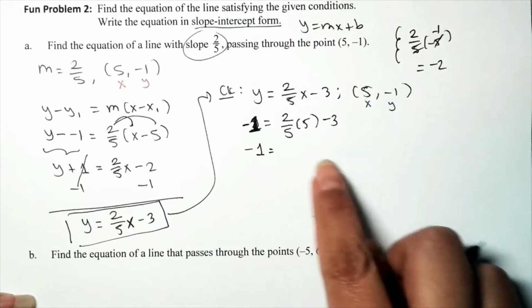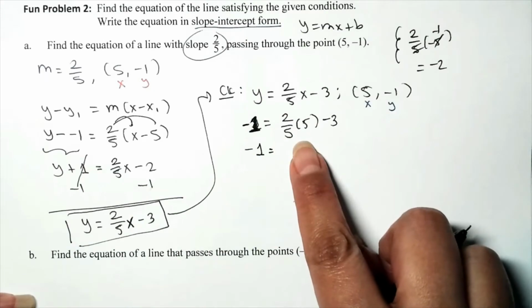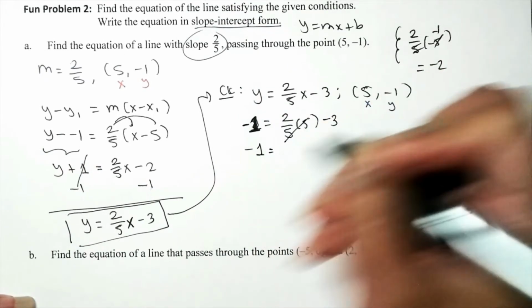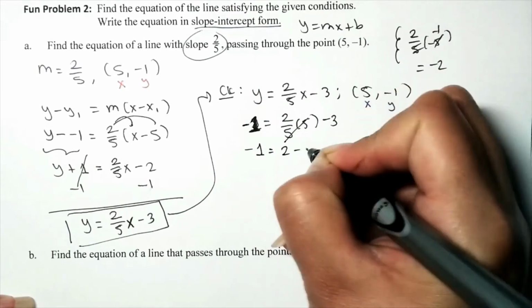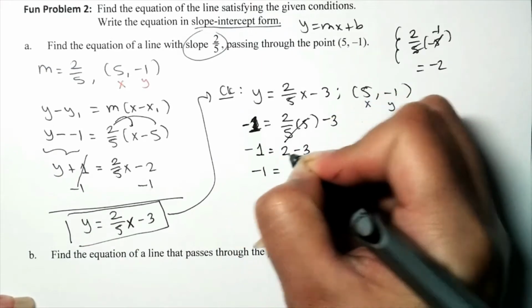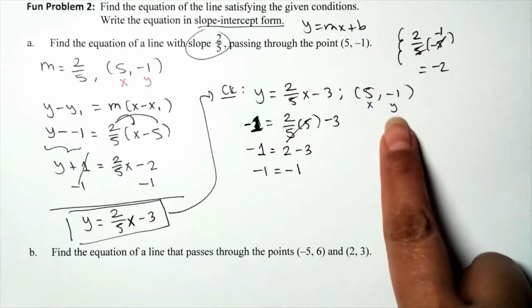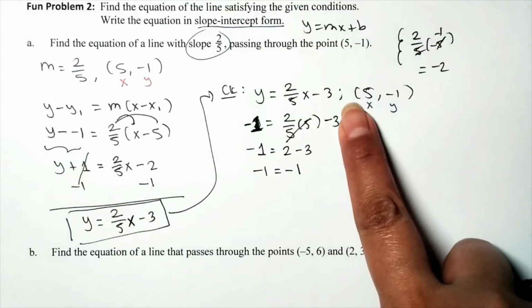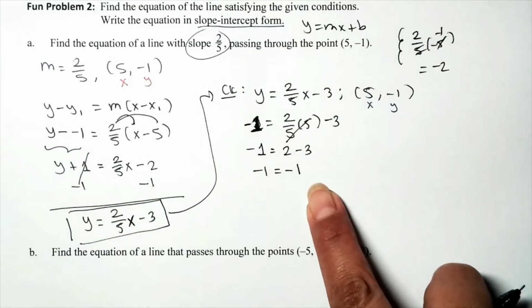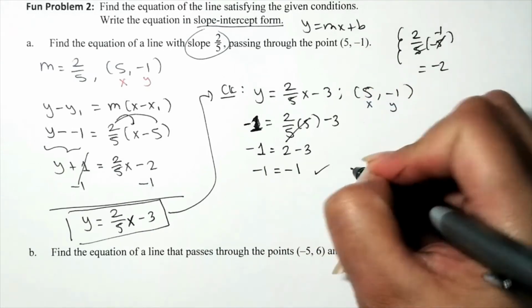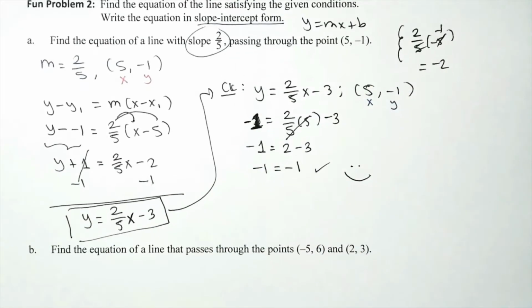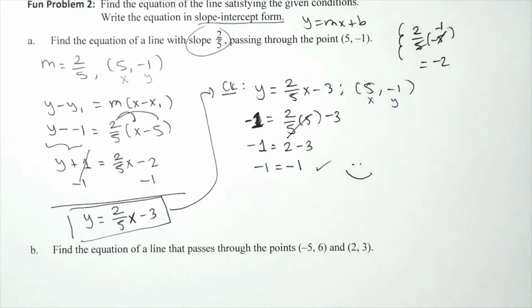-1 equals, and might as well simplify this. Quotient of 5 in itself gives us 1, and that will give us 2. Last time I checked, 2 minus 3 is -1, and the question of the hour is, is 5, -1 a solution of our equation? And it is, because when we plugged it in, it gives us a true statement. So I'm jumping for joy. Fantastic. 1 down, I think like 5 more to go. So bear with me.